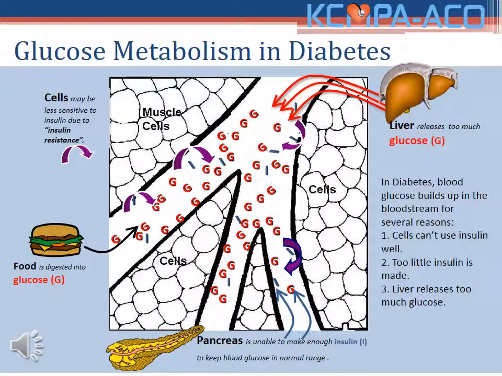In people with diabetes, glucose is not metabolized normally and begins to build up in the bloodstream, causing hyperglycemia or high blood sugar. There are several reasons why glucose builds up in the blood. 1. The cells can't use insulin well due to insulin resistance. 2. The pancreas does not make enough insulin to control blood sugars. 3. The liver releases too much glucose when it's not needed.